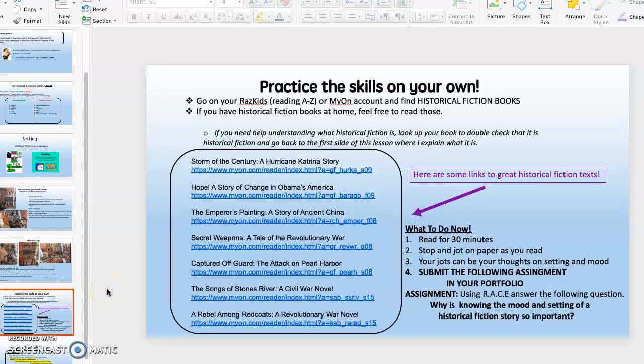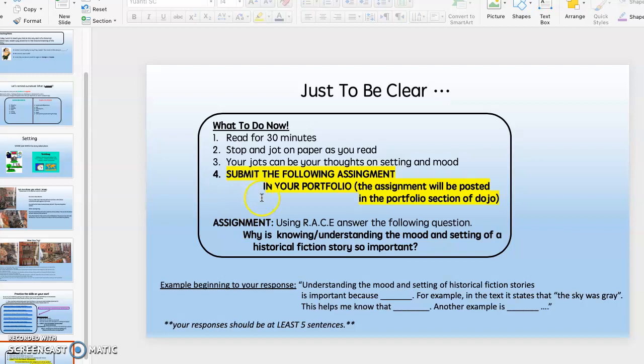So at this slide, I want you to pause it and read it through. Here is where my mouse is circling. Here are some links. You're going to go on RazKids or Mayan for historical fiction books. I wrote here, if you need help understanding what it is, look up books to double check that your books are historical fiction. You're going to pick some of these books, although you don't have to. Here are just some suggestions. Then you will read for 30 minutes. Stop and jot about setting and mood, and then submit an assignment in your portfolio. You can find it on the next slide.